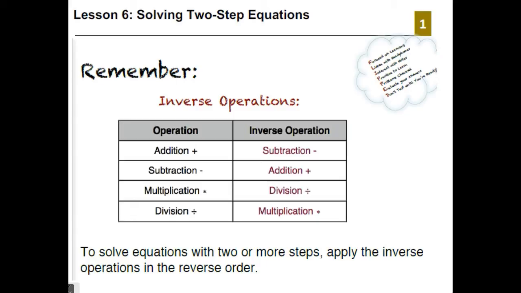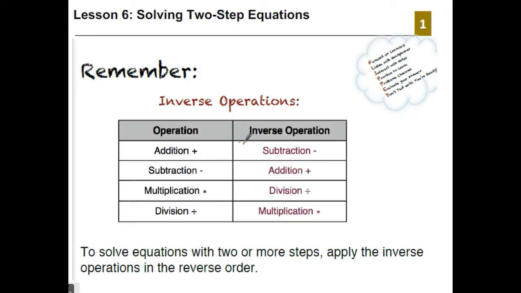Alright, we're now in lesson 6, solving two-step equations. Let's go back to lesson 5. Lesson 5 talked about undoing things, which meant that we needed to do inverse operations. Whatever operation you see in the equation, you want to do the opposite, the inverse operation.